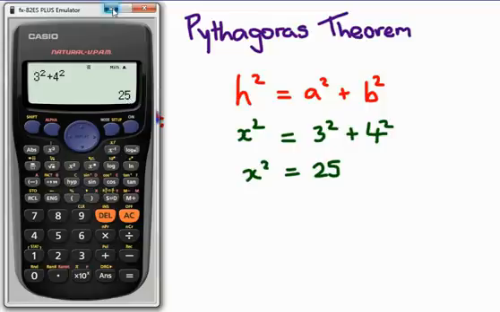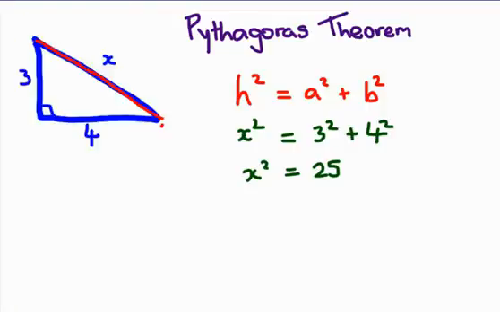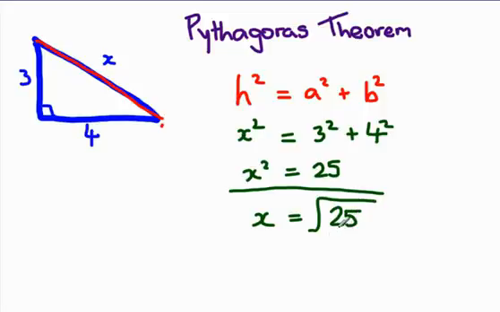I'm just going to keep this here, minimize that, because we're going to use it in our next step. Are we finished? Well, we need to get just x. How do I change x squared into just an x? Well, the opposite operation of squaring a number is square root. You would have seen this symbol before, I'm sure. Square root of 25, that's going to be our answer. Square root of 25. Hopefully you know what that is.